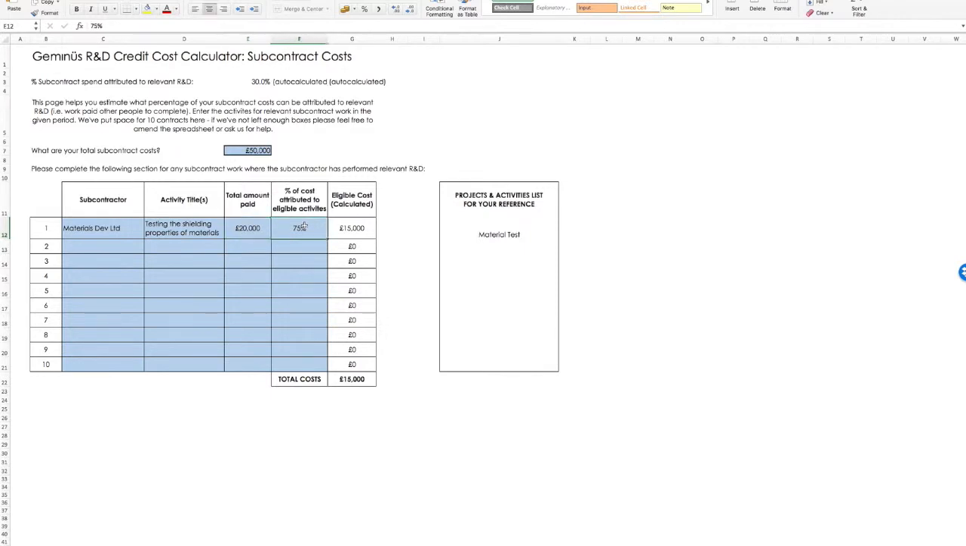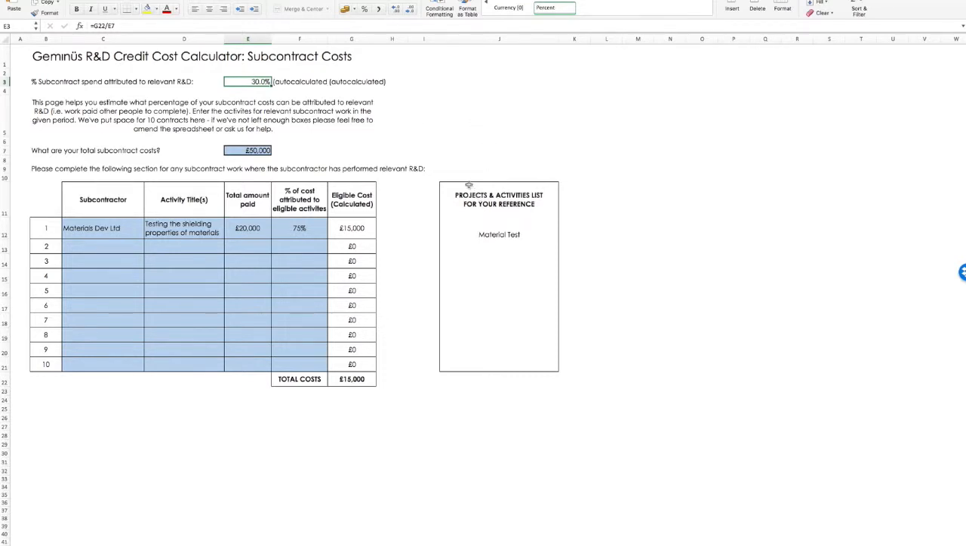how much of that cost was attributed to eligible activities. So this assumes £15,000 was relevant to the R&D activities, £5,000 was for something else, and there we look at the eligible cost, which is calculated. Now you can see here, when we put in our subcontract costs and the eligible cost is calculated, in this box up here, it gives the percentage, and that's very, very important for what we need for our claim meeting.